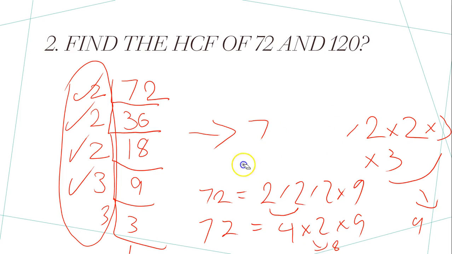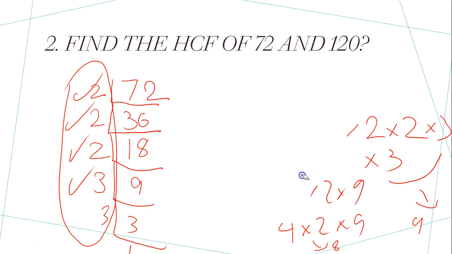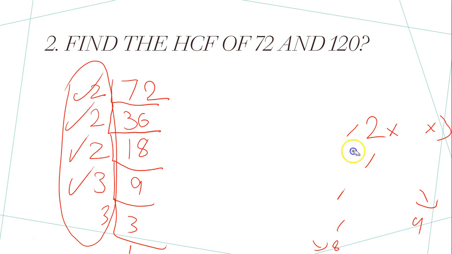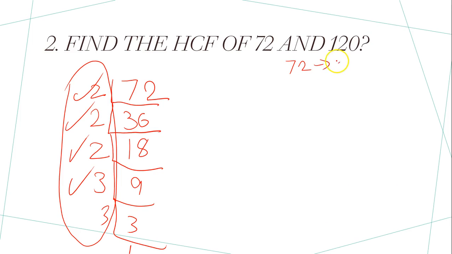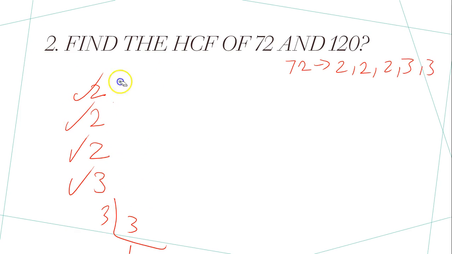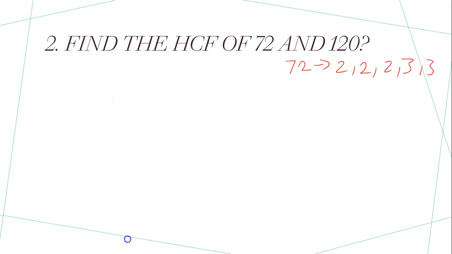I am now going to erase all this and write up here 72, and the numbers 2, 2, 2, 3, 3. Now we have to do the same thing for the next number, which is 120. So we write 120 here.